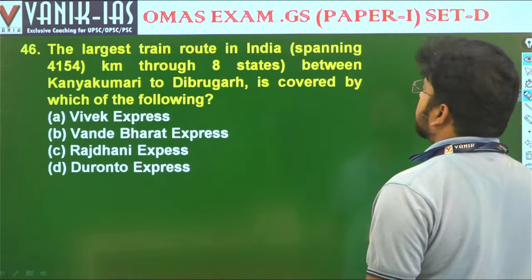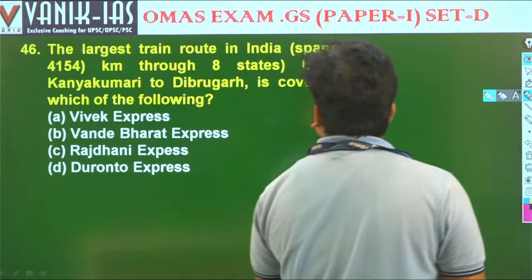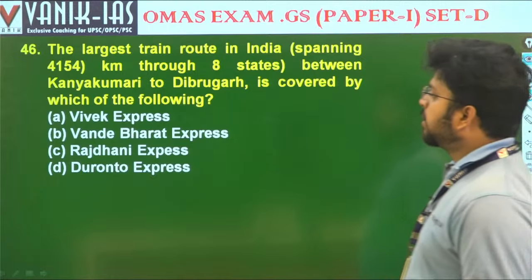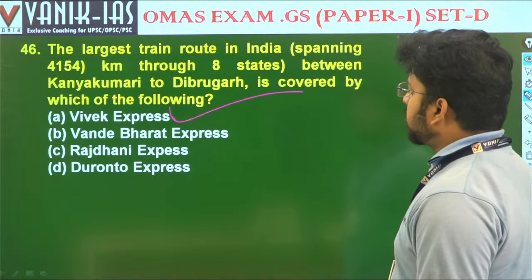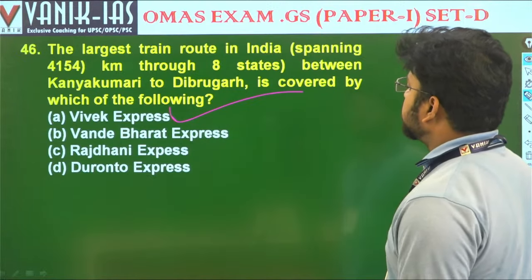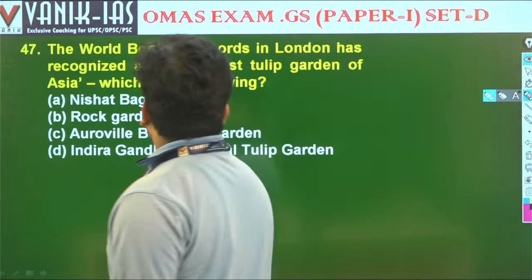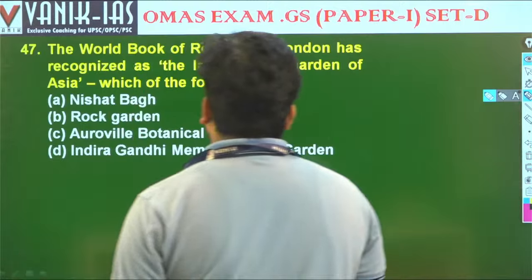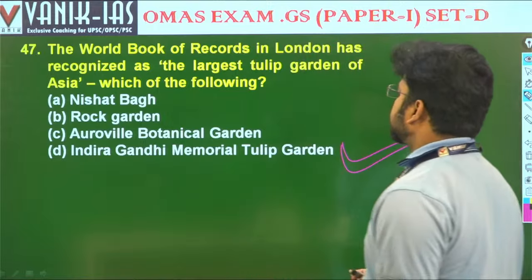The largest train route of India, spanning 4154 kilometers across 8 states and connected to Dibrugarh, Assam, is covered by which of the following? It is Vivek Express. Duranto and Rajdhani are moving from Delhi to Odisha. It is Vivek Express. Okay, A is the answer. Vande Bharat Express are high speed trains. World Book of Records in London has recognized the largest tulip garden of Asia. It is Indira Gandhi Memorial Tulip Garden. D is the answer.